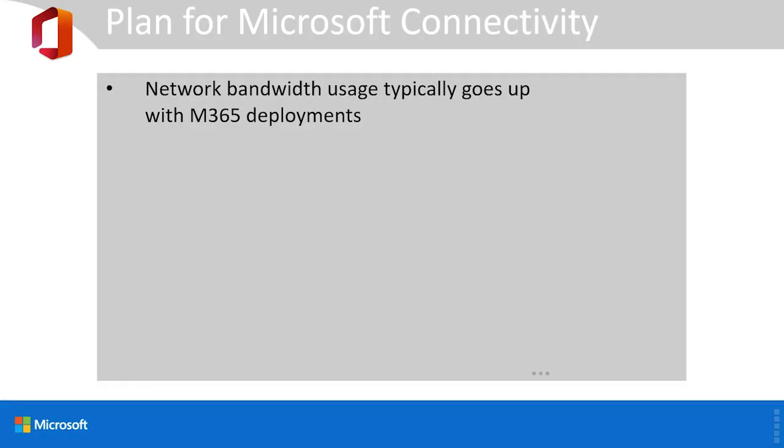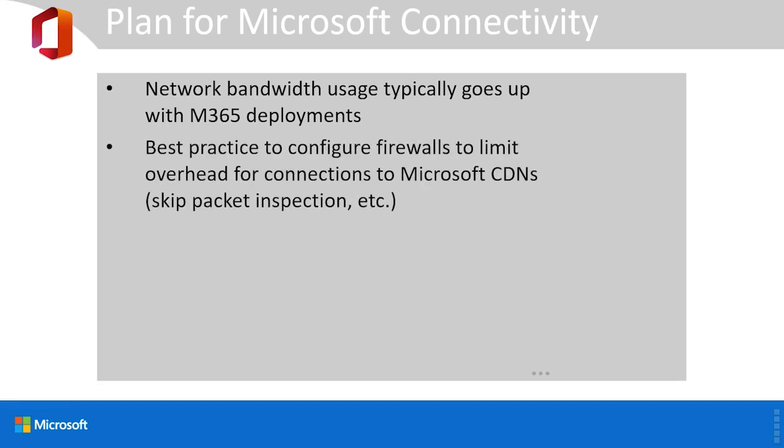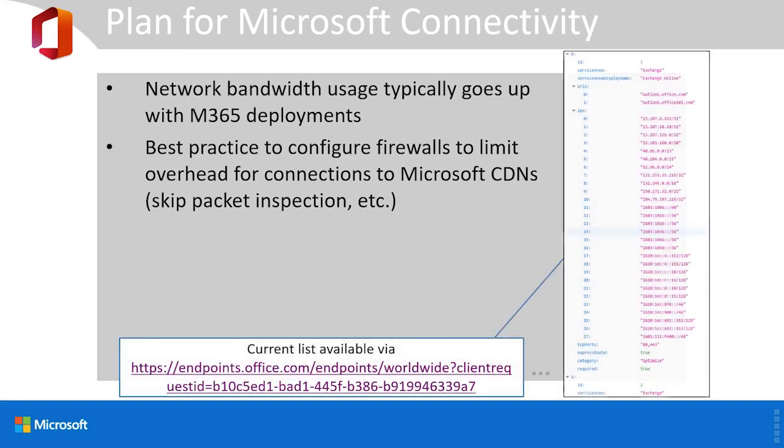First, we're going to talk about planning for Microsoft 365 apps deployment. For reasons that are probably obvious, network bandwidth usage typically goes up with Microsoft 365 deployments. To accommodate this, one best practice is to configure firewalls to limit overhead for connections to Microsoft content delivery networks, for example by skipping packet inspection and other more resource-intensive security measures. Microsoft maintains an up-to-date list of all of their CDN's IP addresses at the URL you see on the screen.